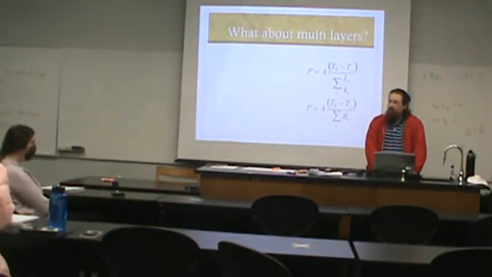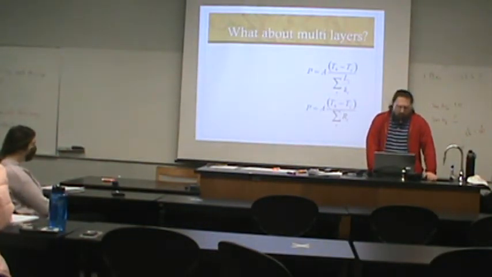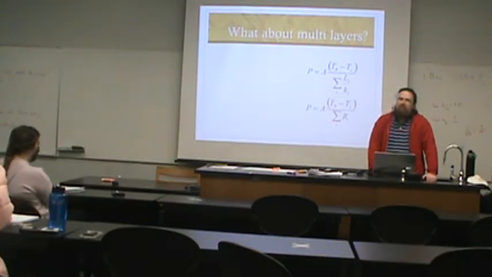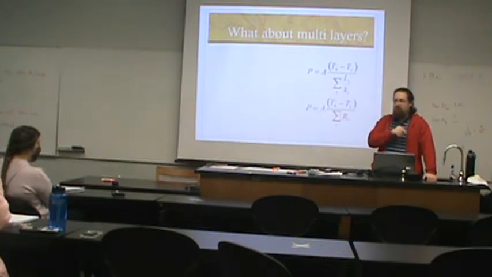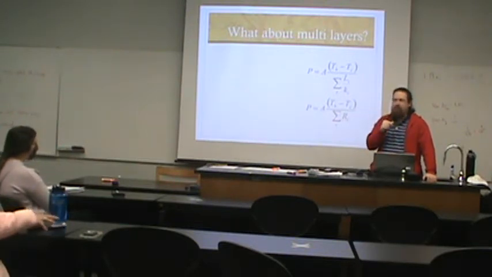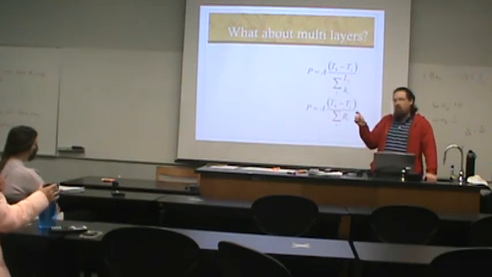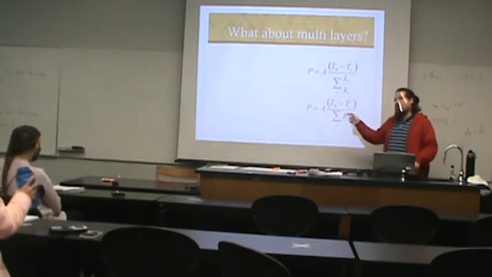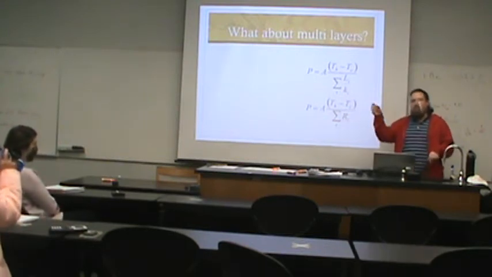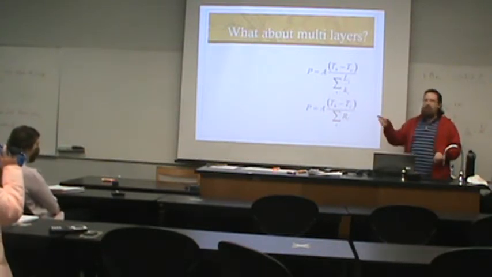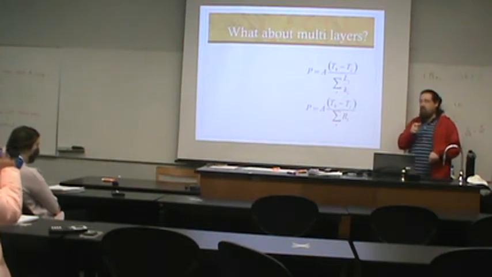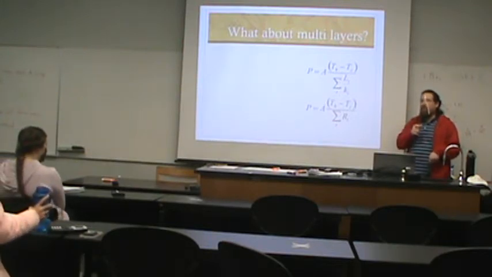If you did do that, would you add them? Well, that power would be the power through each successive layer. So if you did one layer at a time, it would be, say, 10 joules per second through the first piece of metal, 1 joule per second through the second piece of metal, and then maybe 10 joules per second through the third piece again.